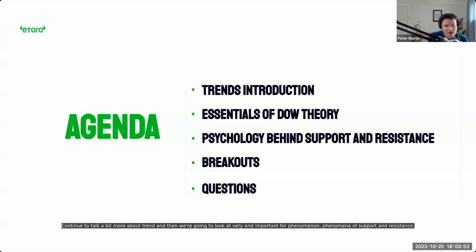Continue to talk a bit more about trend, and then we're going to look at a very important phenomenon, the phenomenon of support and resistance. And we'll have a little discussion about the psychology behind that. Why do we get these things occurring, support and resistance, that we can so plainly see when we look at charts? And then we're going to finish up by looking at breakouts. What are breakouts? What do they mean in terms of trends? How can we use them? And we'll talk about how we can use them, if we're looking to do trend following, as a possible signal that a trend might be starting.